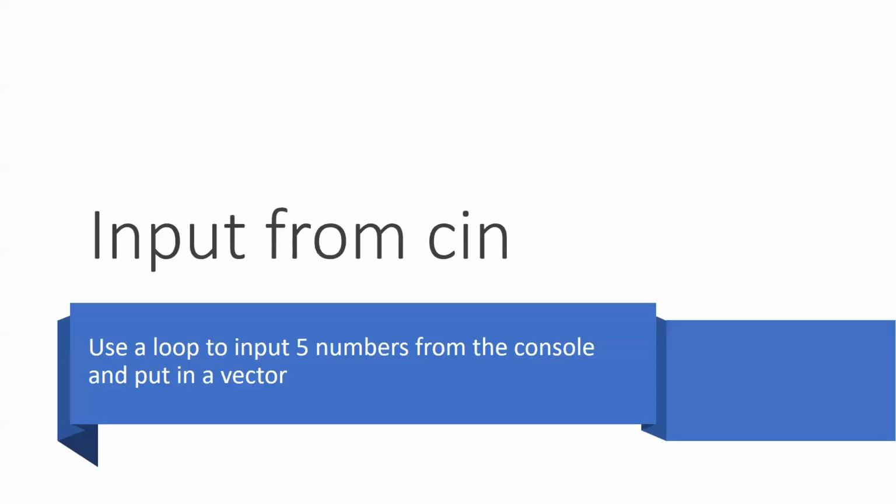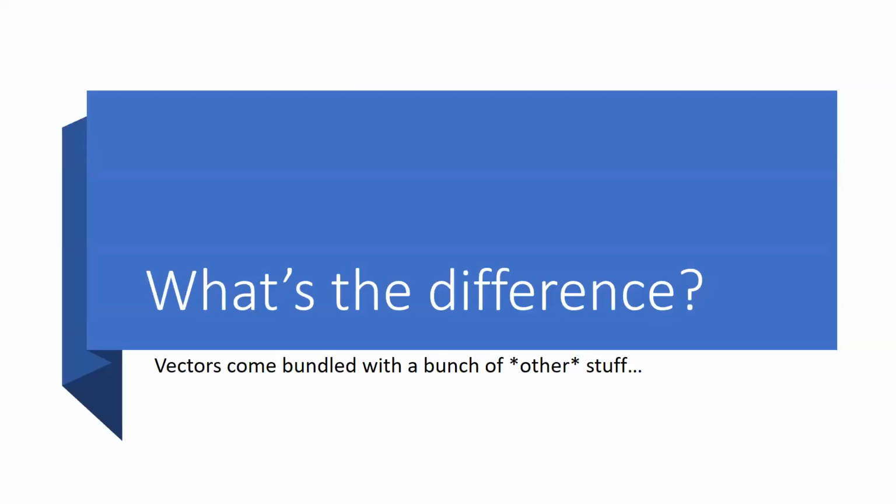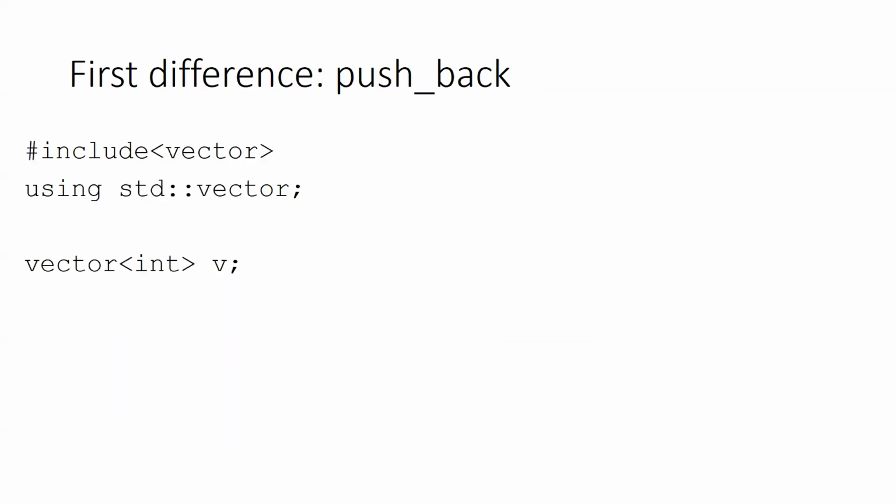So that might bring you to ask, well, what actually is the difference here? Vectors actually come bundled with a bunch of other stuff that make it a lot easier to use, right? So first off is to deal with that problem of not being able to resize on the fly. And that brings us to our first difference. We could use something called push_back.